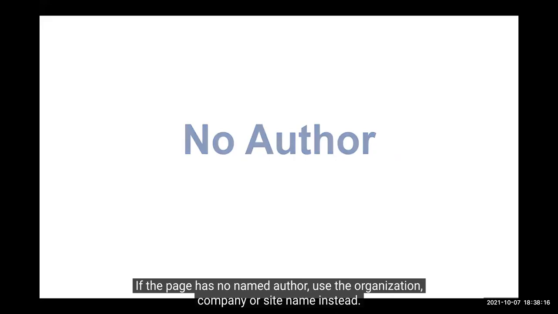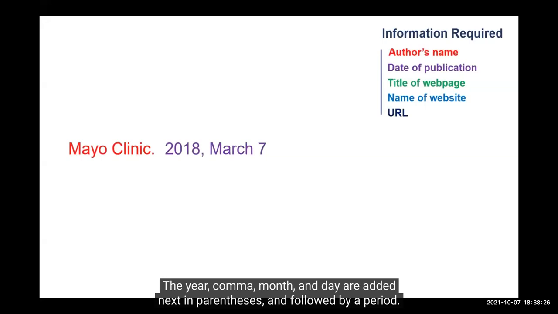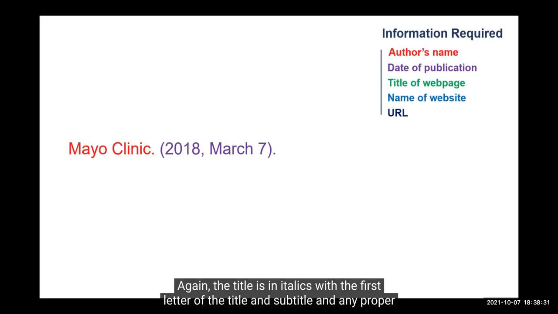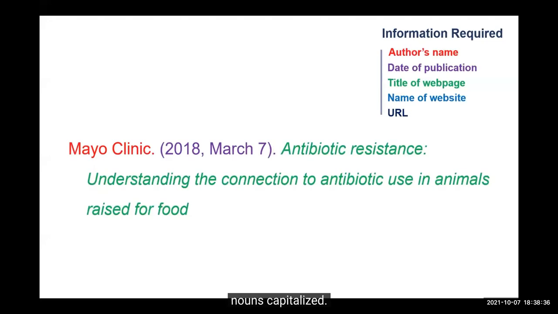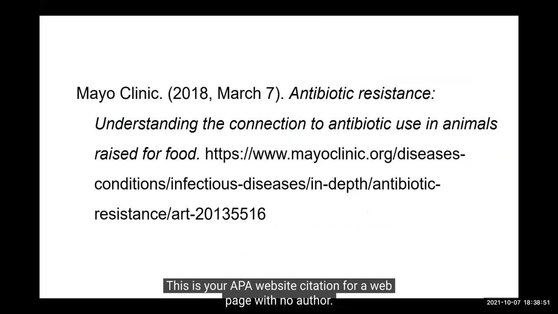If the page has no named author, use the organization, company, or site name instead. Add a period. The year, comma, month, and day are added next, in parentheses, and followed by a period. Again, the title is in italics with the first letter of the title and subtitle and any proper nouns capitalized. End with a period. This time, the name of the website is not necessary, as it is already included in the author field. Include the webpage URL. This is your APA website citation for a webpage with no author.